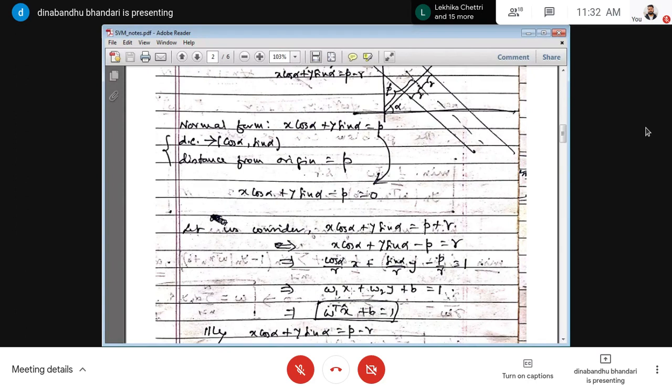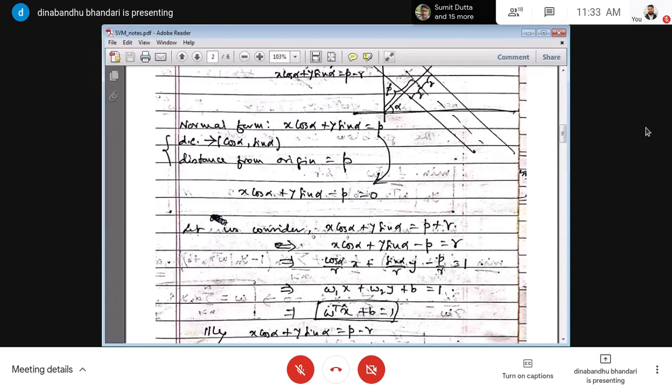So here, this cos alpha by R, this is a constant, right? And this is sin alpha by R. As I said, cos alpha, sin alpha were direction cosines. You multiply them by some constant, it becomes direction ratio. So I can always write cos alpha by R equal to W1, and sin alpha by R is equal to W2. So what we can write here? W1x plus W2y and refer this minus P by R equal to B, which is equal to 1.